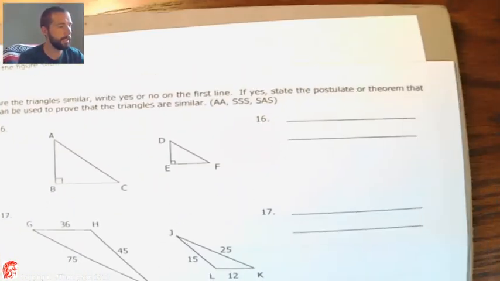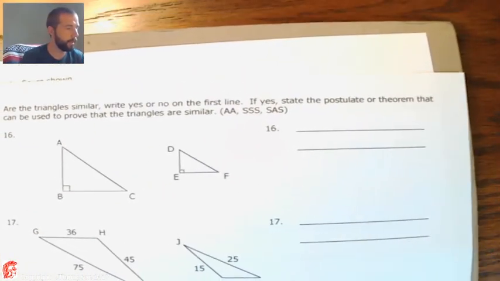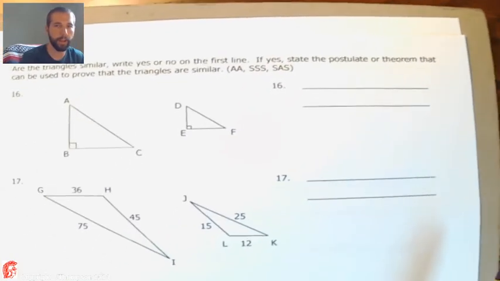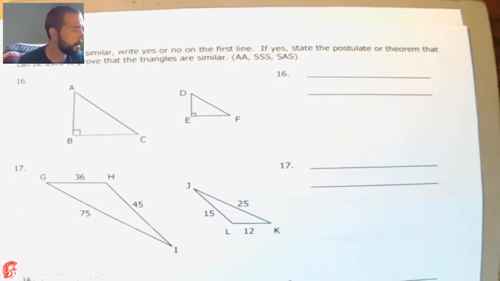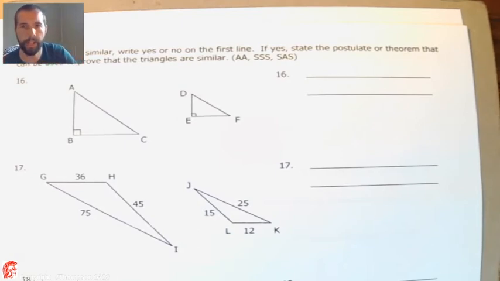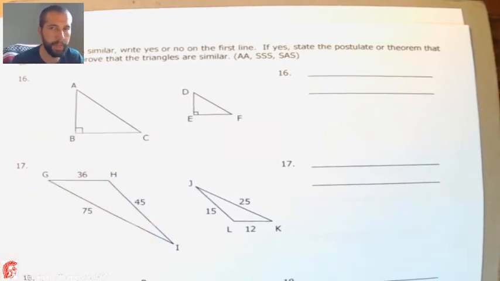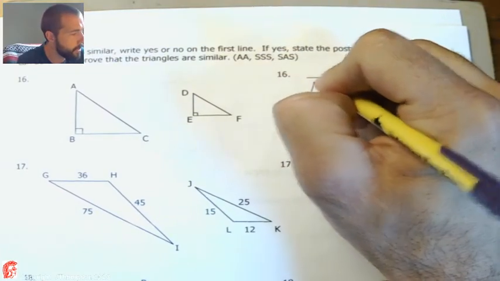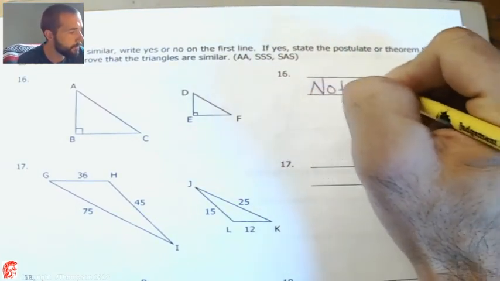Okay, the next one, number 16 through 19, we're going to say, are they similar or not? And if so, by what postulate or theorem? So for the first one, number 16, we have two right triangles. The only thing we know about them is that they each have one right angle. But just because we have two right triangles doesn't mean that they're similar. Any two right triangles aren't necessarily similar to each other. You could have a 30, 60, 90. You could have a 45, 45, 90. Just because they have one right angle doesn't make them similar. So that's not enough information. So these are not similar.